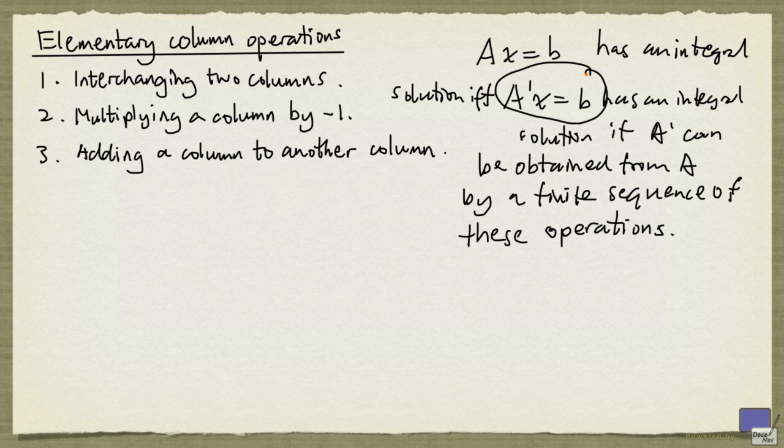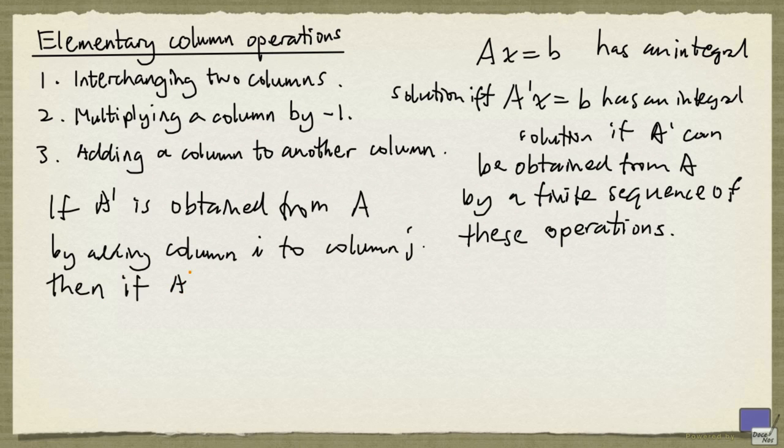So, if we can solve this system, A prime x equal to B, we'll have a solution for Ax equal to B. To see this, notice that if A prime is obtained from A by interchanging two columns, then whatever solution to A prime x equal to B we have, we just have to interchange the two components corresponding to the interchanged columns to give us a solution to Ax equal to B. If A prime is obtained from A by multiplying, say, column i by minus 1, we just have to flip the sign of component i in a solution to A prime x equal to B to obtain a solution for Ax equal to B. What about this operation? Suppose that A prime is obtained from A by adding column i to column j. Then, if A prime x prime equals B for some integral x prime, then we can construct x as follows, and it will give us a solution to Ax equal to B.